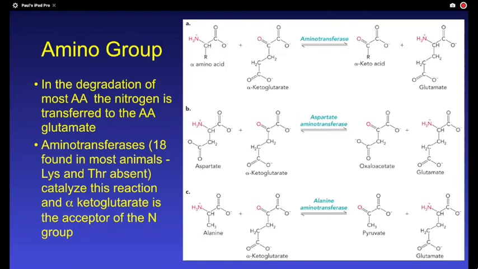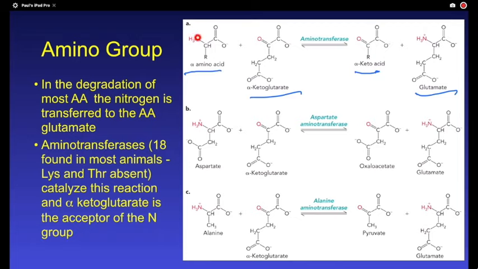So, in the reaction to handle the amine, and we'll take a look at the amine first, we use an enzyme called aminotransferase. And so the general reaction is whatever amino acid you want to take and alpha-ketoglutarate. What you will produce is what's called an alpha-keto acid and glutamate. Now, what in the world is an alpha-keto acid? An acid group with a ketone. Alpha-ketoglutarate is an alpha-keto acid.